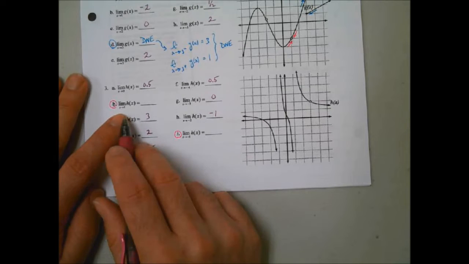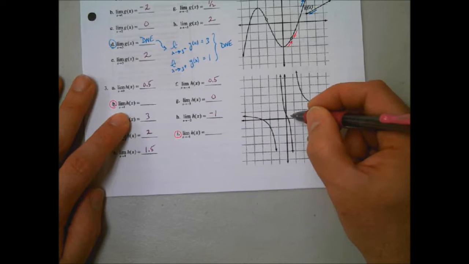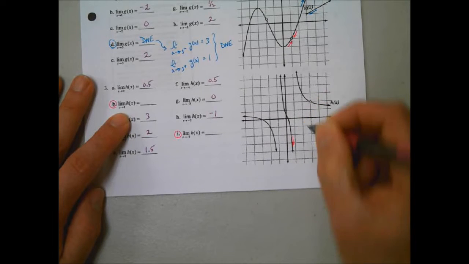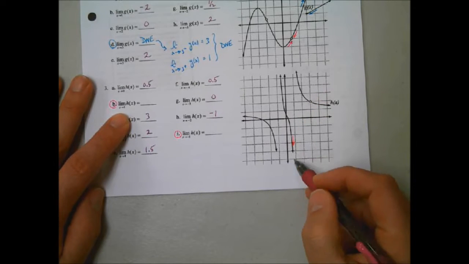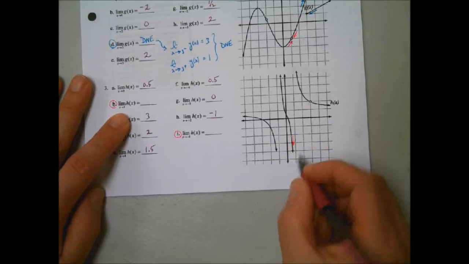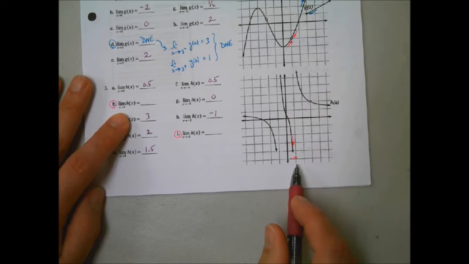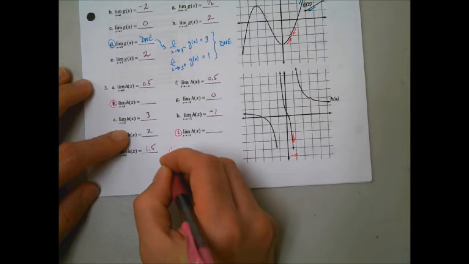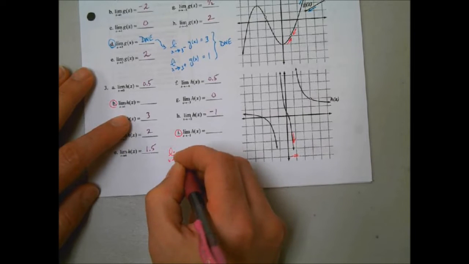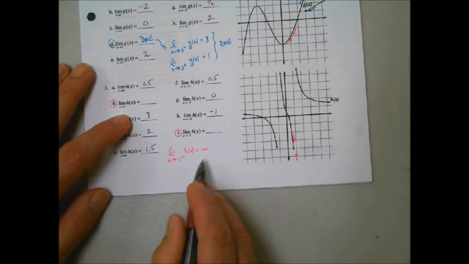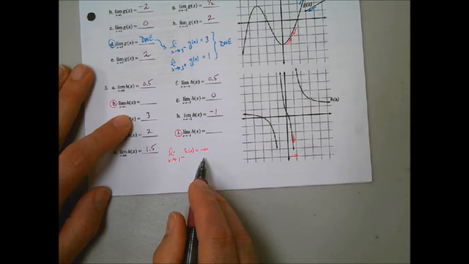So if I did the limit as x approaches 1, from the left-hand side of 1, I would go to the left of 1, go down to intersect with the graph, and as I go towards 1, it's going down forever. Well, what y value is down forever? Negative infinity. It's not an actual number, it's just indicating that it goes down forever. So the limit as x approaches 1 from the left for h of x is negative infinity.